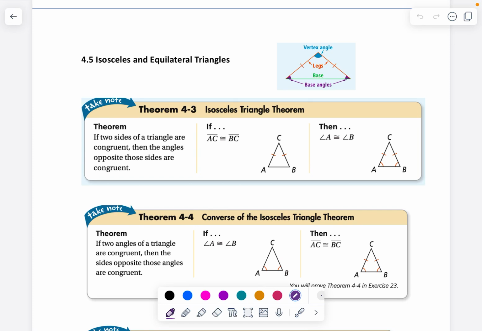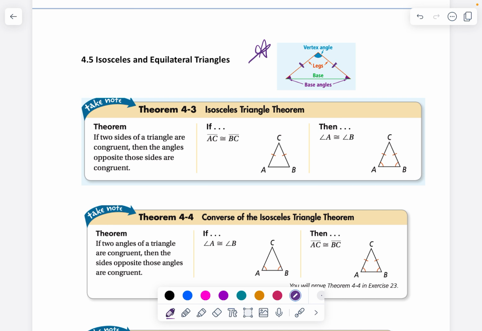All right, very exciting. We are on our last lesson of this chapter before our chapter test. And today we're talking about isosceles and equilateral triangles. So if you remember, an isosceles triangle is one that looks like this up here, where two sides are congruent. Notice, these two sides are marked congruent.